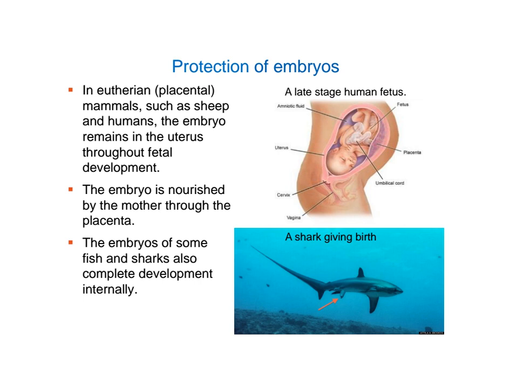Embryos of some fish and sharks also complete development internally. For example, here's a picture of a shark giving birth. So this is found in certain types of sharks, such as bull sharks, lemon sharks, mako sharks, and so forth.